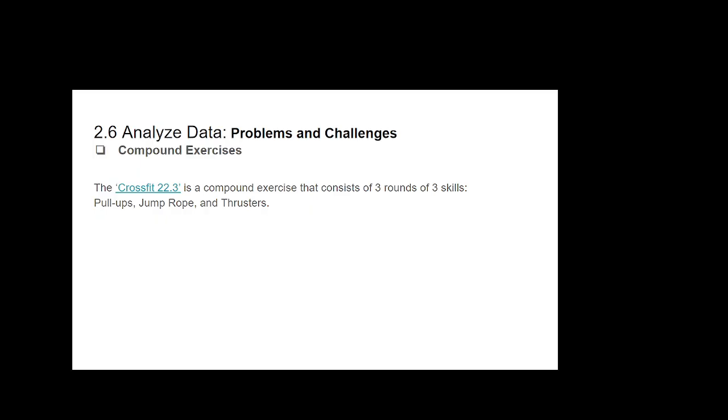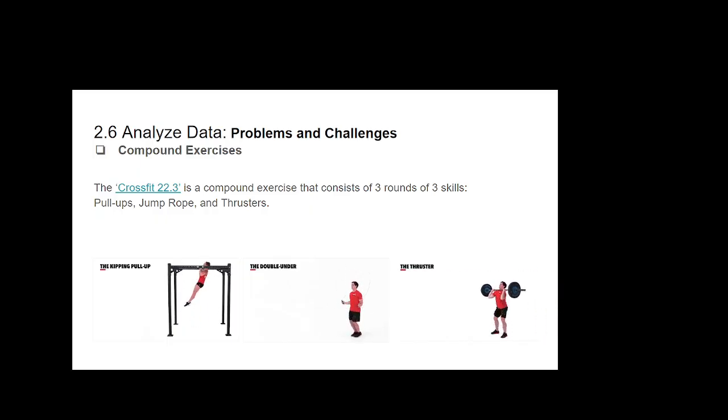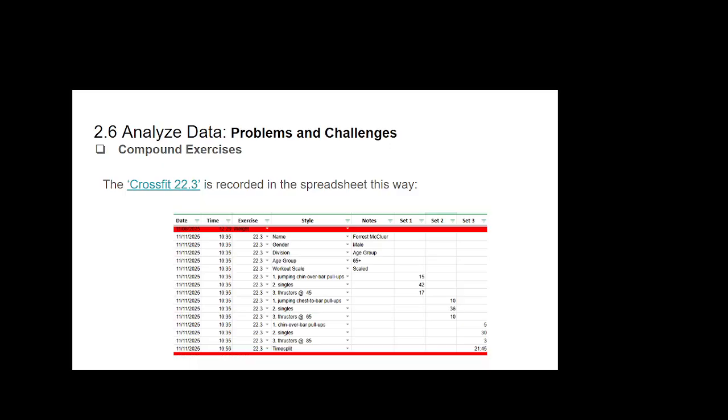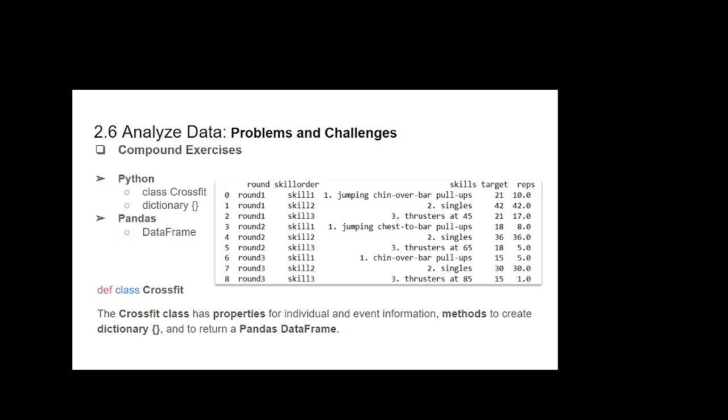The CrossFit 22-3 is a compound exercise that consists of 3 rounds of 3 skills: pull-ups, jump rope, and thrusters. The set columns 1, 2, and 3 represent 3 rounds, and the corresponding rows show the number of reps performed for the specific skills. I defined a CrossFit class that had properties for individual and event information and methods to create dictionaries and return data frames.